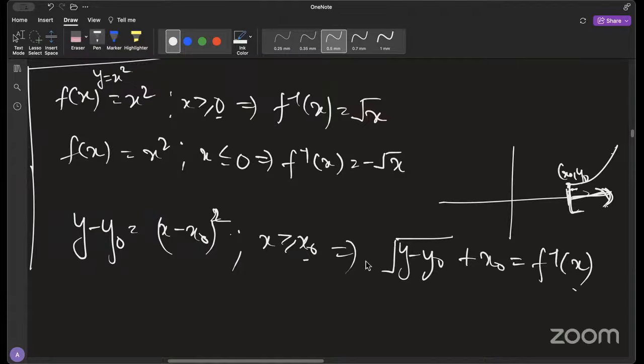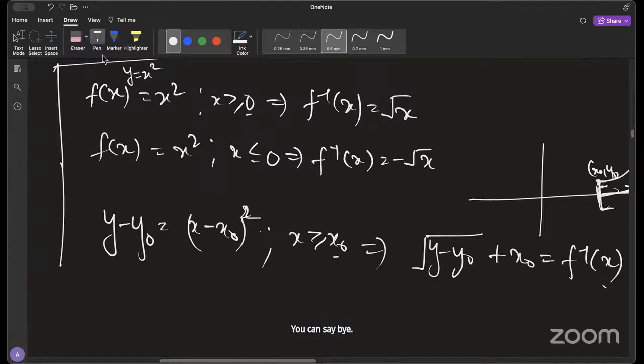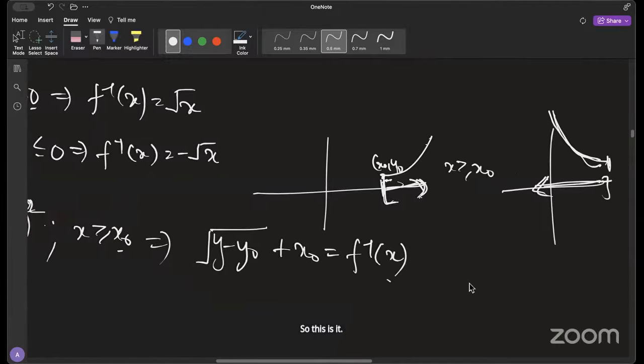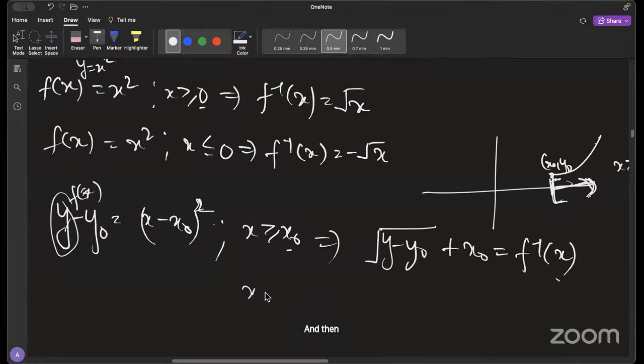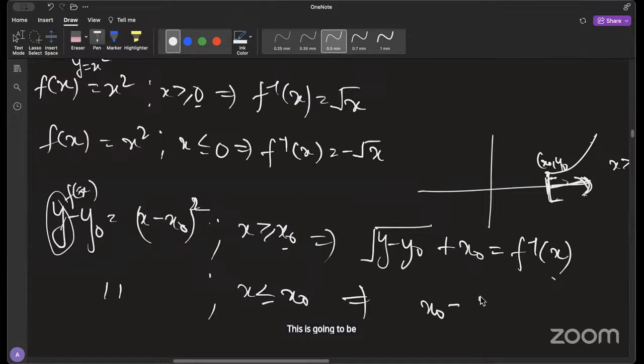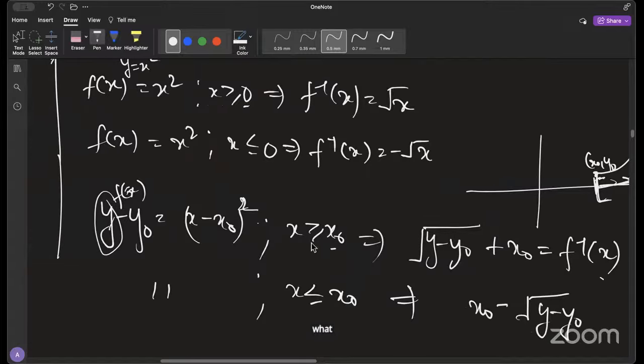You can say y. You do know that we can replace the y with f(x), right? This is just f(x). So this is it. And then if you have x less than or equal to x naught and the same function here, this is going to be x naught minus square root of y minus y naught. What happens is, if you're taking it for x greater than x naught, then you take the positive square root. If you're taking it for x less than x naught, you take the negative square root.